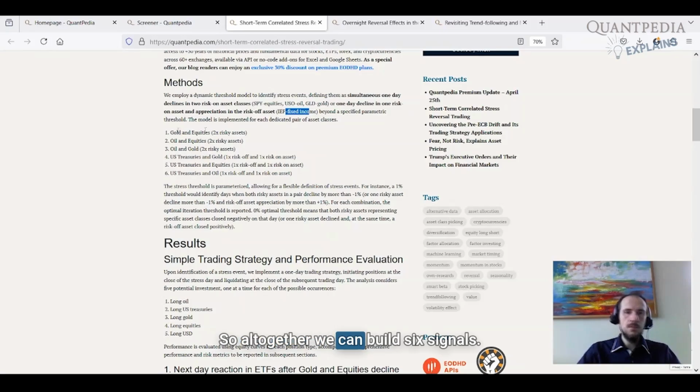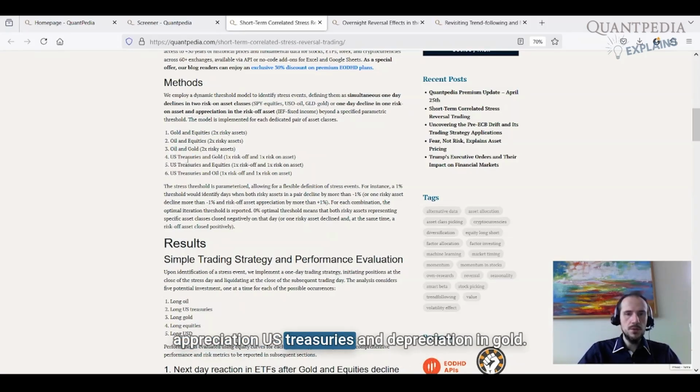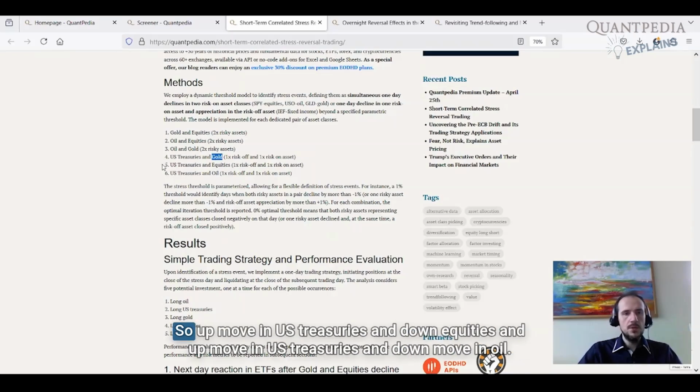So altogether we can build six signals: depreciation in gold and equities, depreciation in oil and equities, oil and gold, or we have appreciation in US treasuries and depreciation in gold. So an up move in US Treasuries and a down move in equities, and an up move in US Treasuries and a down move in oil.